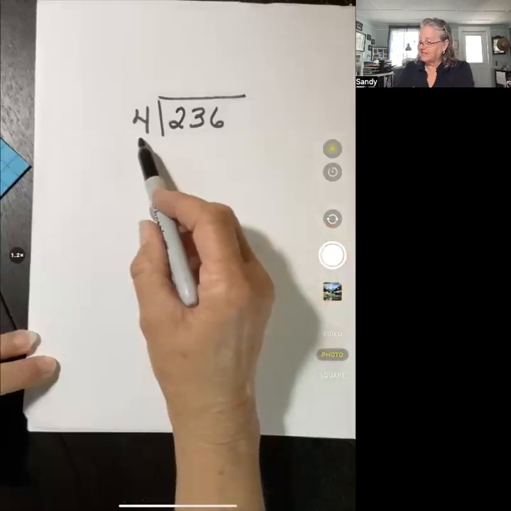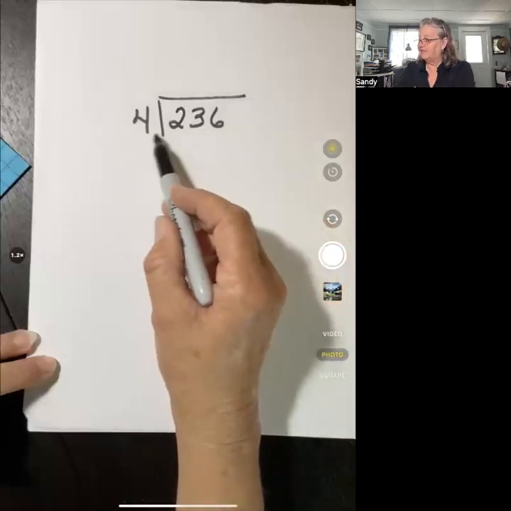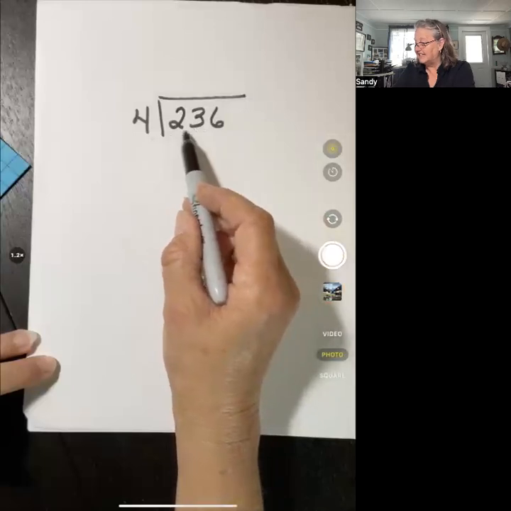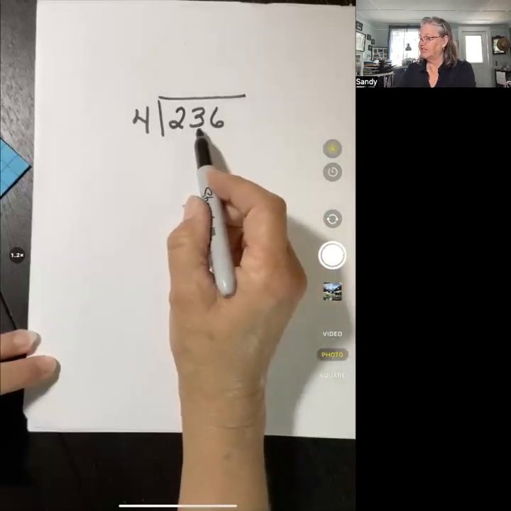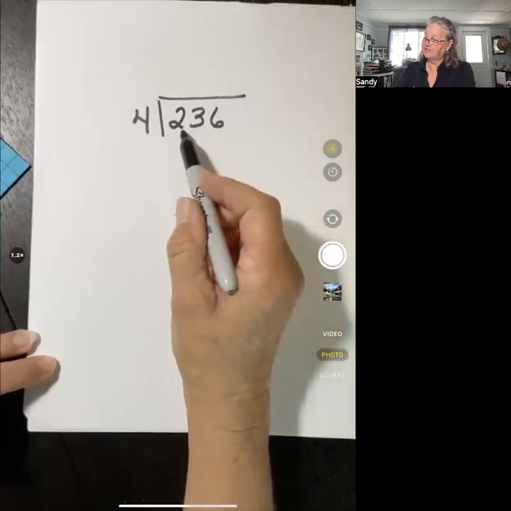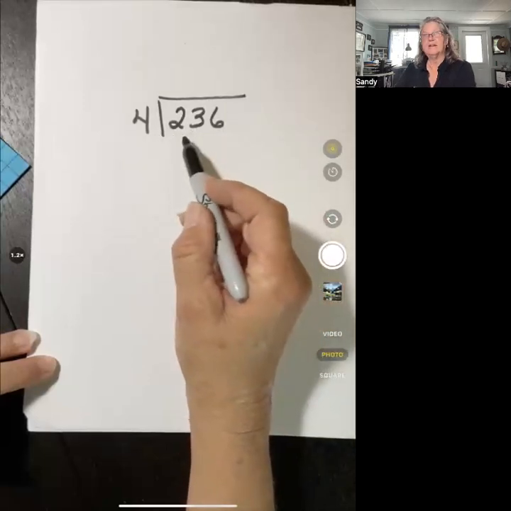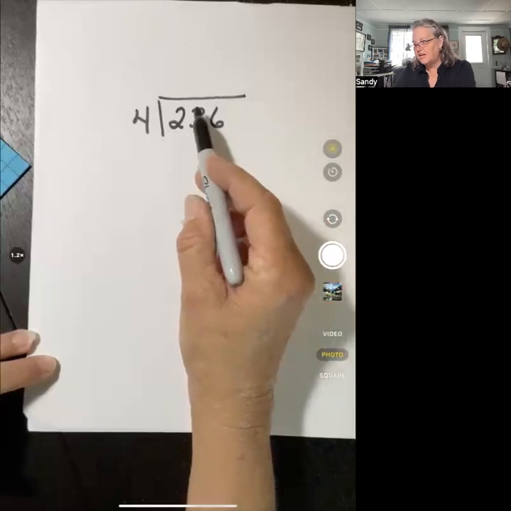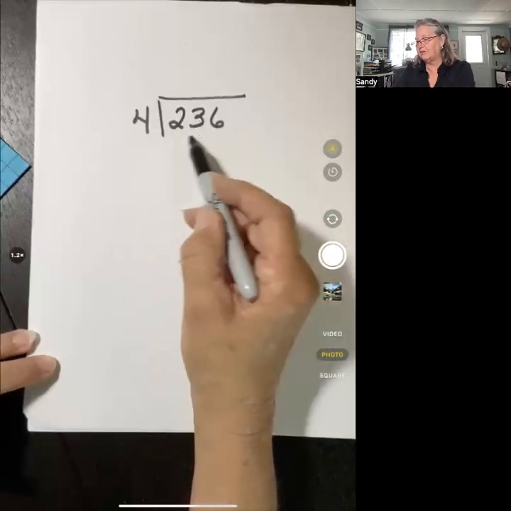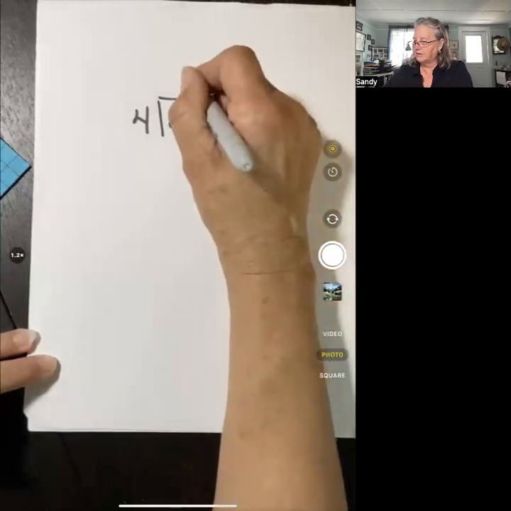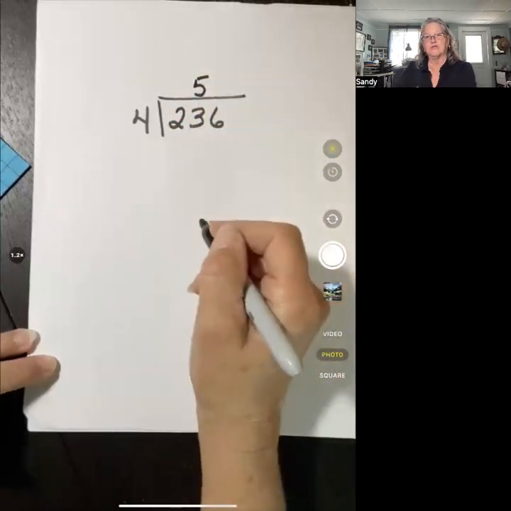So think about it. I can take the 200. I have 23 tens separated into 4 equal groups. So I can think of it as 2 hundreds, 3 tens, 6 ones, or I could think of it as 23 tens. And if I want to separate 23 tens into each group, how many could I put into each group? Well, I could put 5 tens in each group.